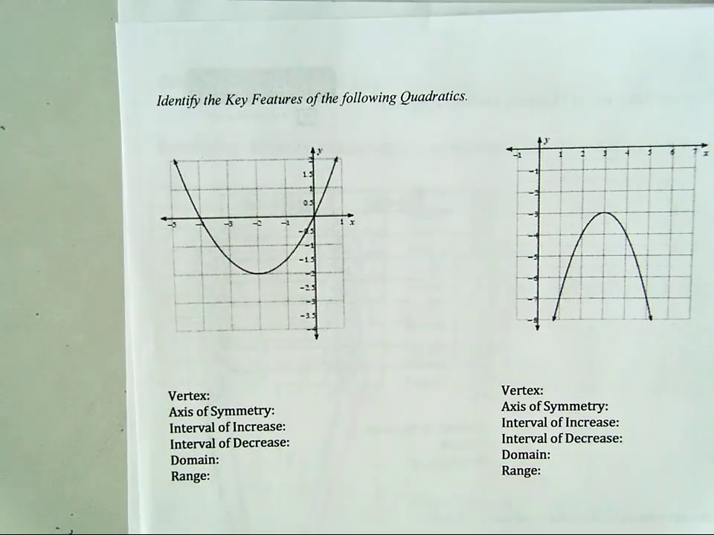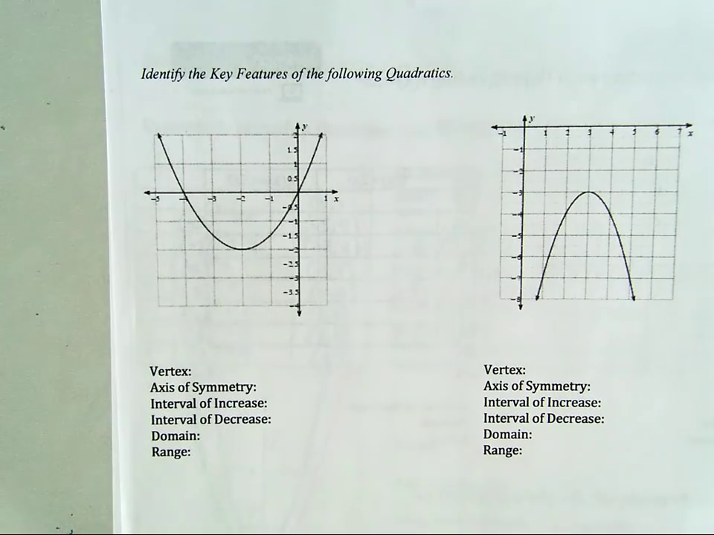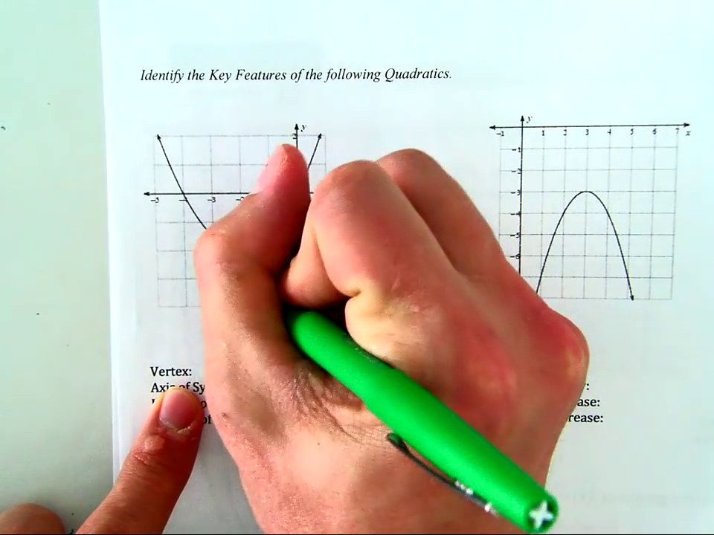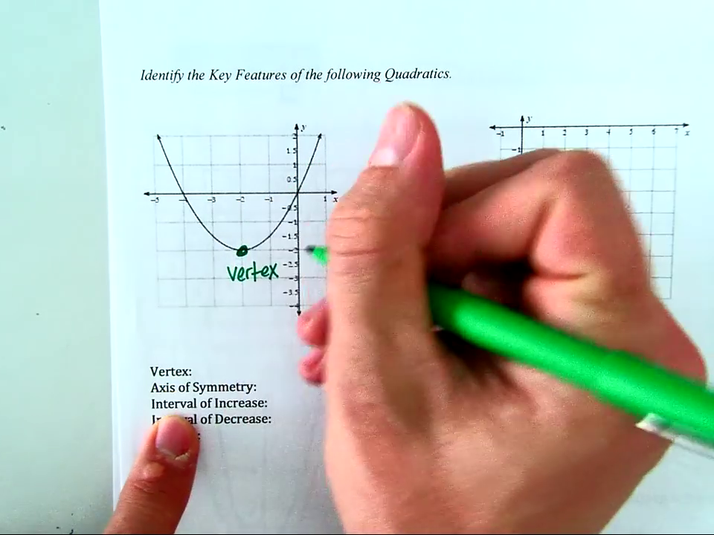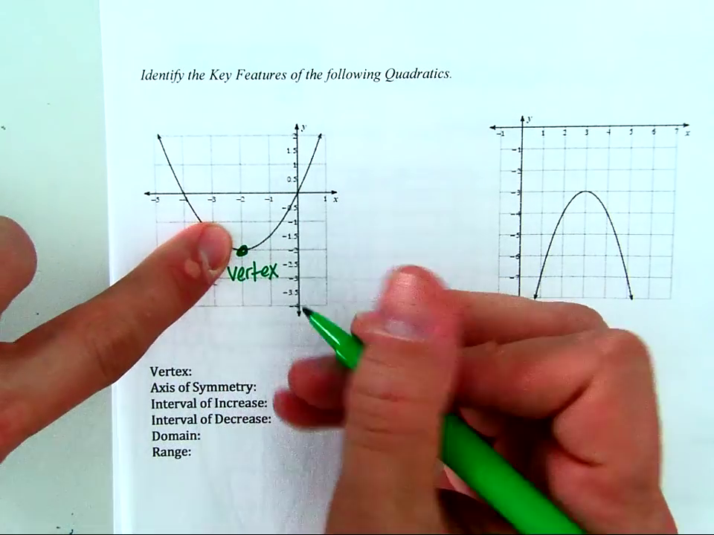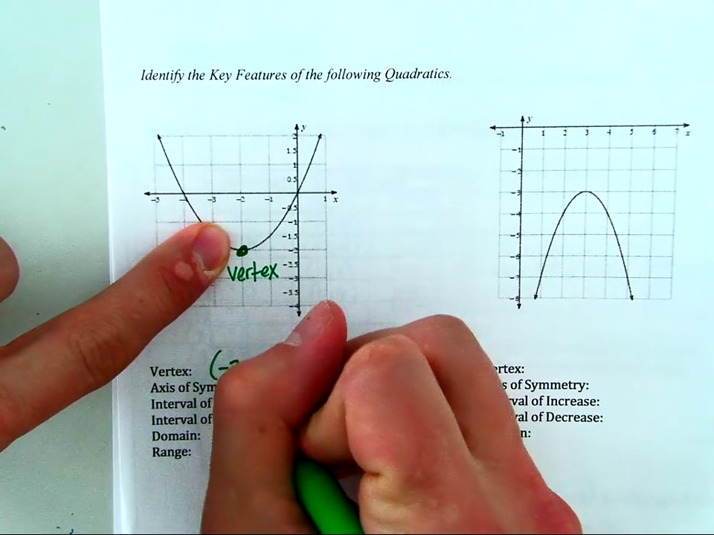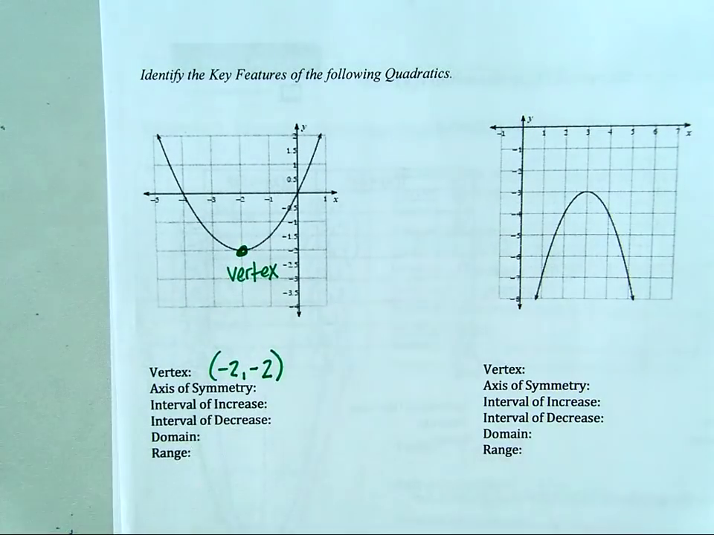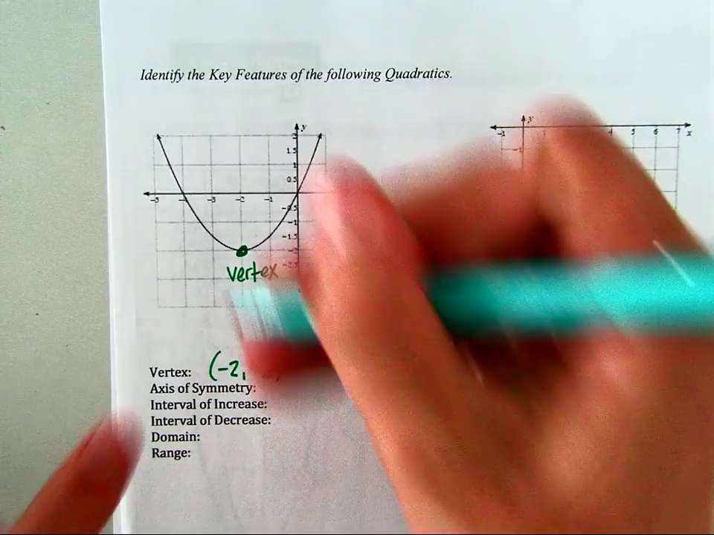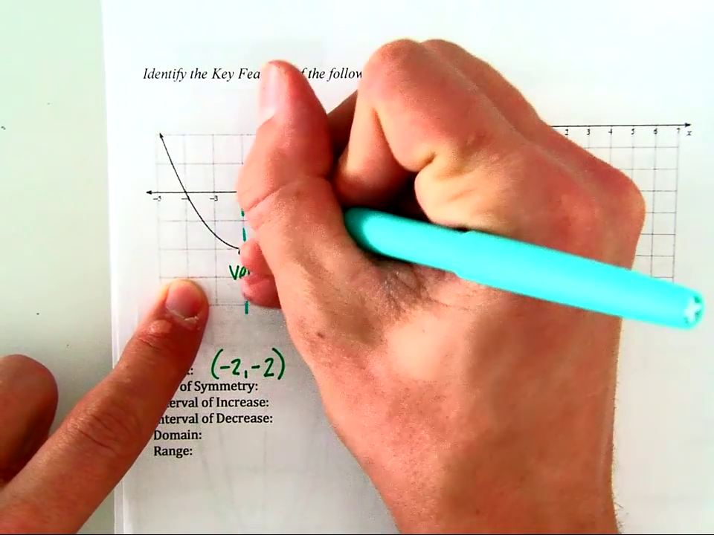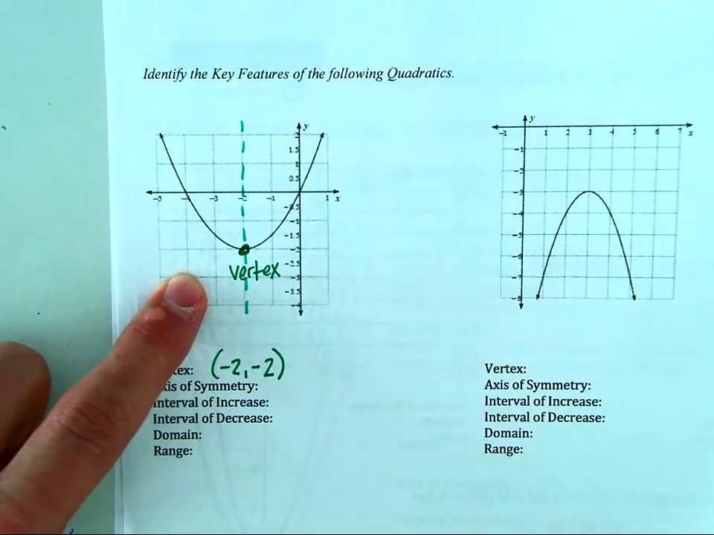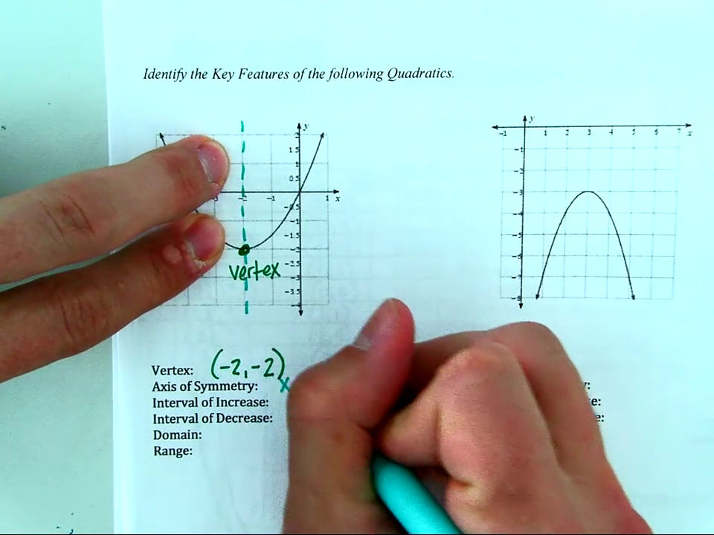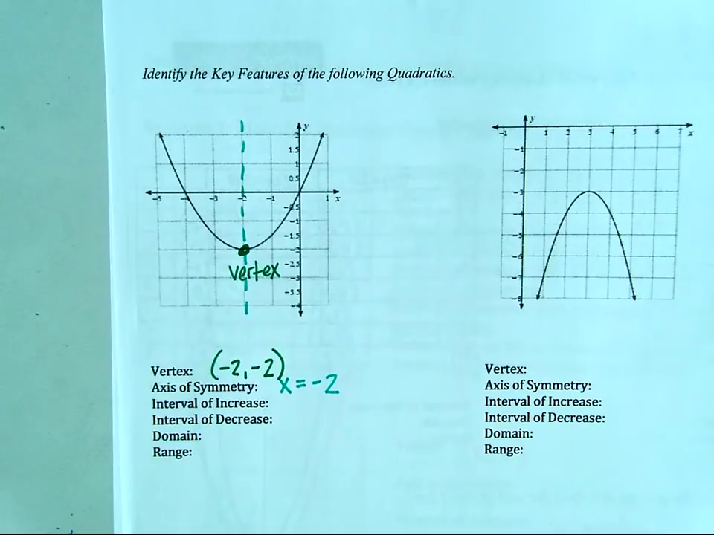On this first one we want to identify the vertex. The vertex is the lowest point. That's my vertex, and it is the point -2, -2. The axis of symmetry is the invisible line that folds the graph in half, and this is the line x equals -2.